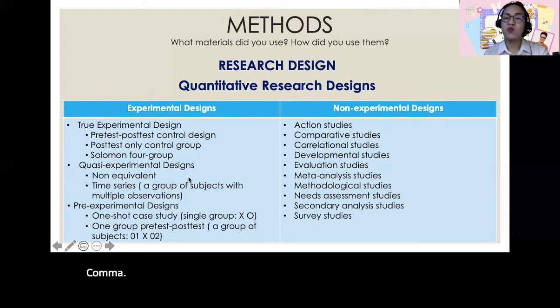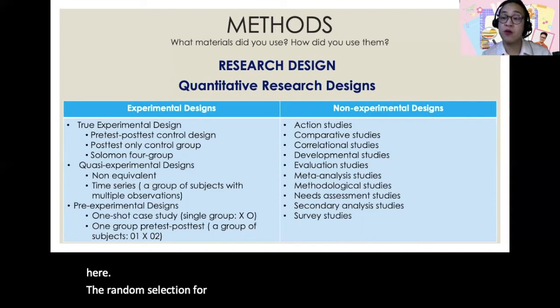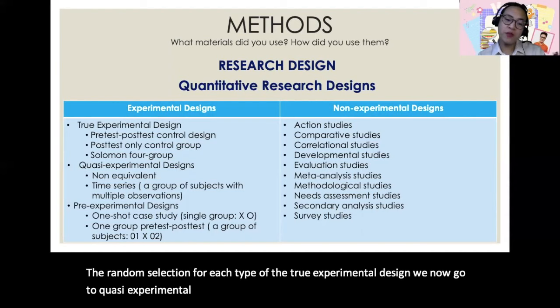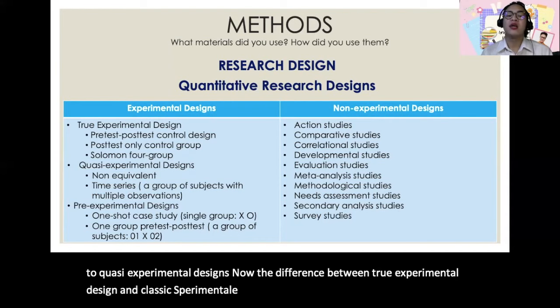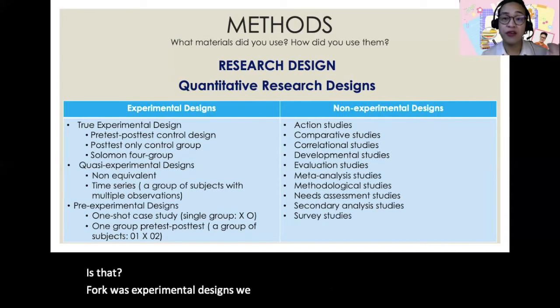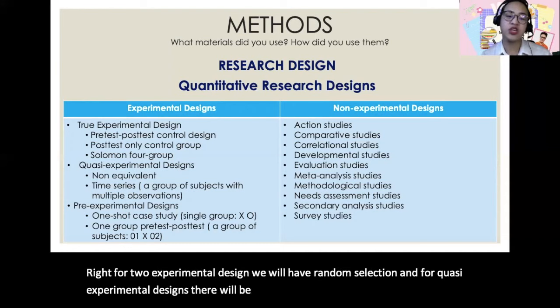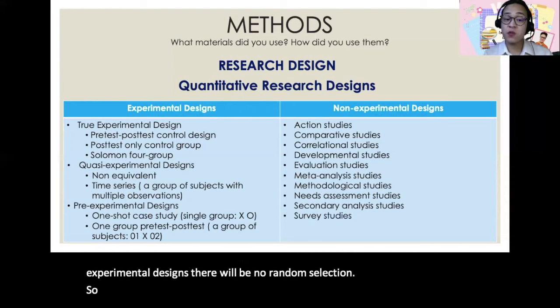Okay, I just want to remind you again that in true experimental design, we will have random selection for each type of the true experimental design. We now go to quasi-experimental designs. Now, the difference between true experimental design and quasi-experimental designs is that for quasi-experimental designs, we will have no random selection. All right? For true experimental design, we will have random selection, and for quasi-experimental designs, there will be no random selection.